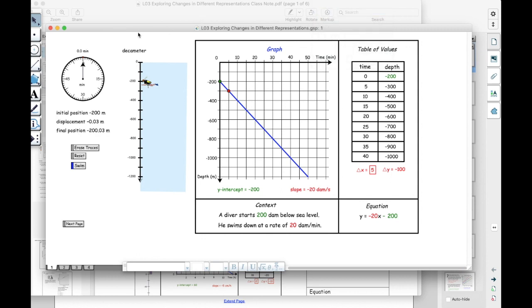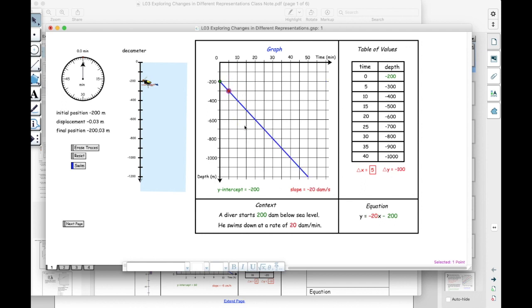All right, so resuming, in our first scenario, this is going to be the diver diving. And the graph is going to drive the other three representations, the table of values, the context, and the equation. And to show you how this works, the green point, if you shift that, it's impacting the y-intercept of the line. And moving the red point is going to impact the steepness of the line.